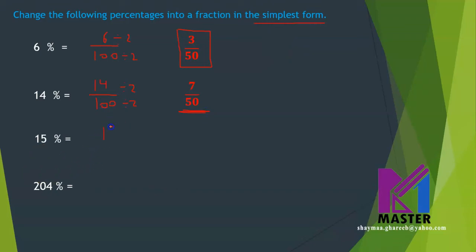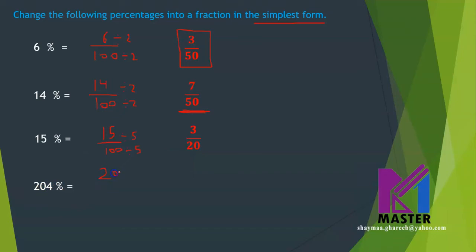15 over 100, exactly the same, 15 over 100. How to simplify? I can divide up and down by, what do you think? By 5. So when you divide the 15 by 5, the answer will be 3. 100 divided by 5 equals 20. Then it will be 3 over 20.